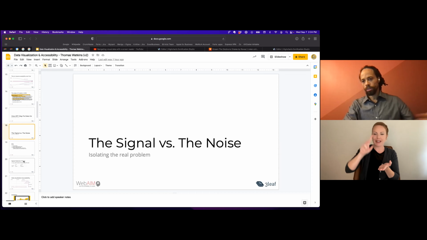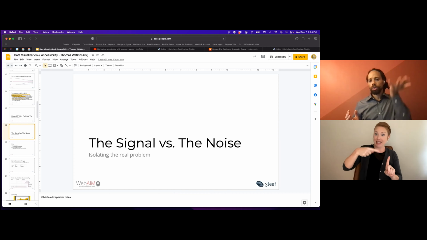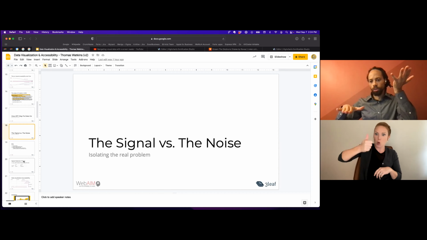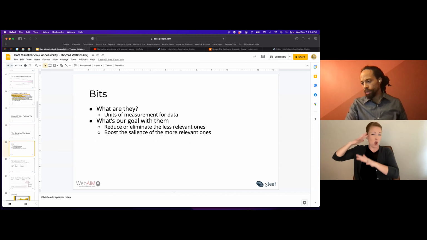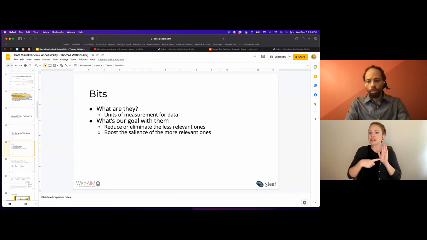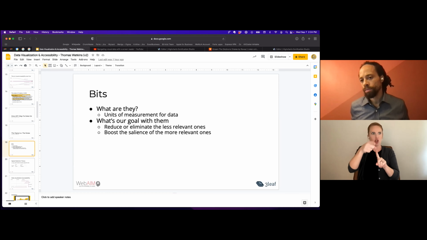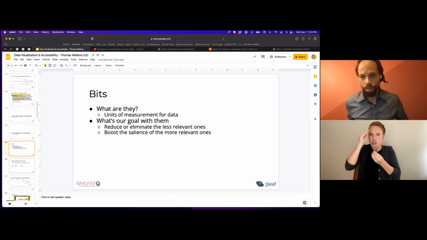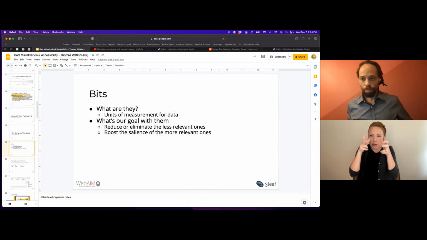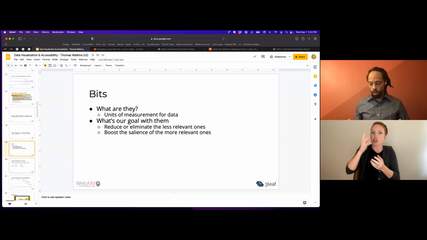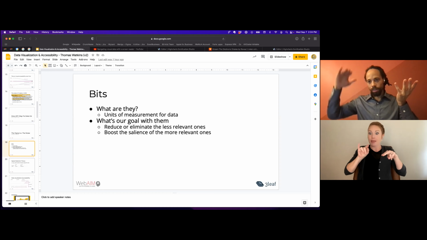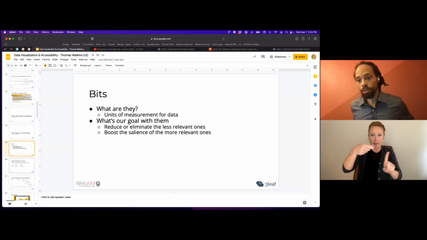Signal versus noise. Signal detection theory deals with the idea of how we boost the signal and reduce the noise. If we think about this in terms of what's actually going on when we perceive something, we're taking in bits of information, every time we look at something or hear something. Information is measured in bits. So how do we increase the bits associated with the signal and decrease the bits associated with noise?